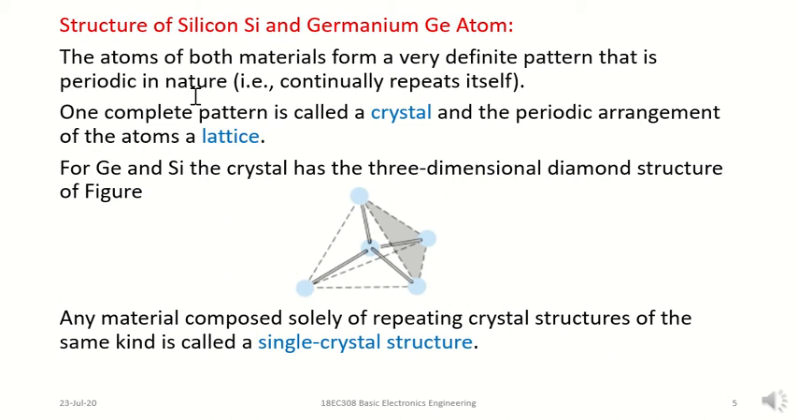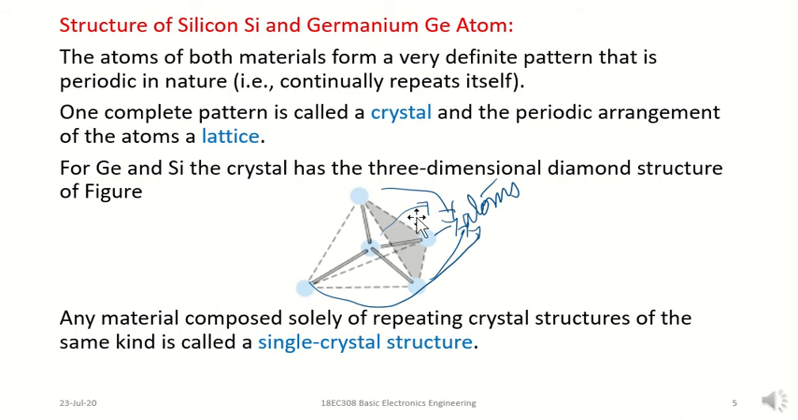We'll look at the structure of silicon and germanium atoms. Those are the two primary semiconductors we are going to take. This is the arrangement, right? These blue dots are the atoms. You can see how many atoms are there. I am seeing about 5 atoms. This complete pattern of arrangement is called a crystal, and when it is repeating, that is called a lattice. This periodic arrangement is called a lattice.